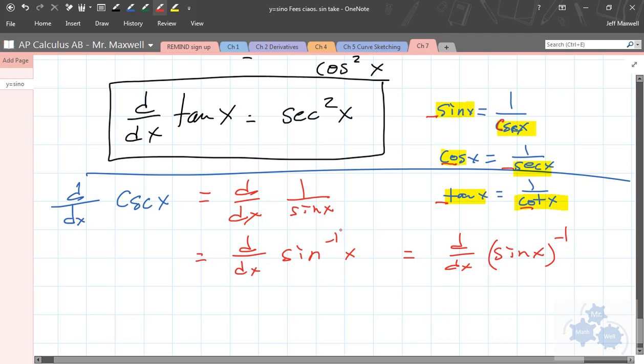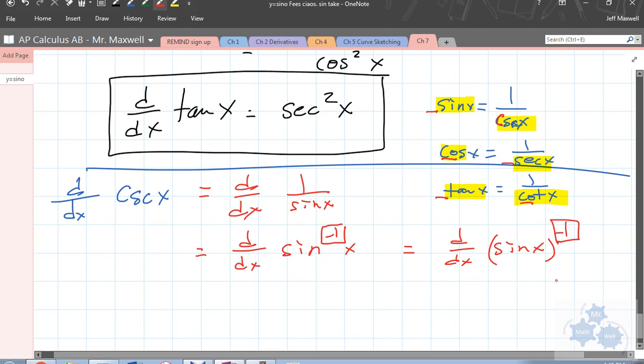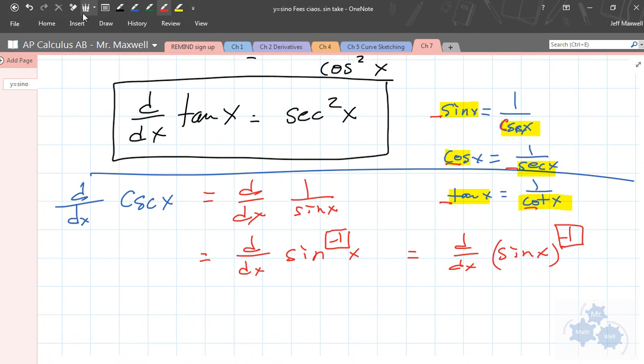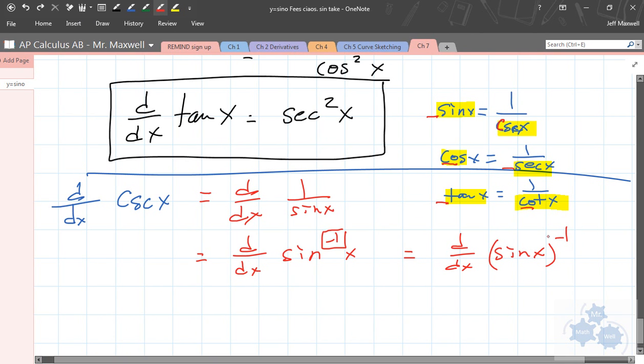Remember, this negative 1 in this position for trig functions, that's what it actually means. It actually means this. The reason why they write this is because they don't want the exponent to be confused with being on the variable. They want to make sure that you know that it's the sine function that is to the negative 1, not the x to the negative 1. But if we're finding the derivative, this right here is a better way of looking at it, isn't it?